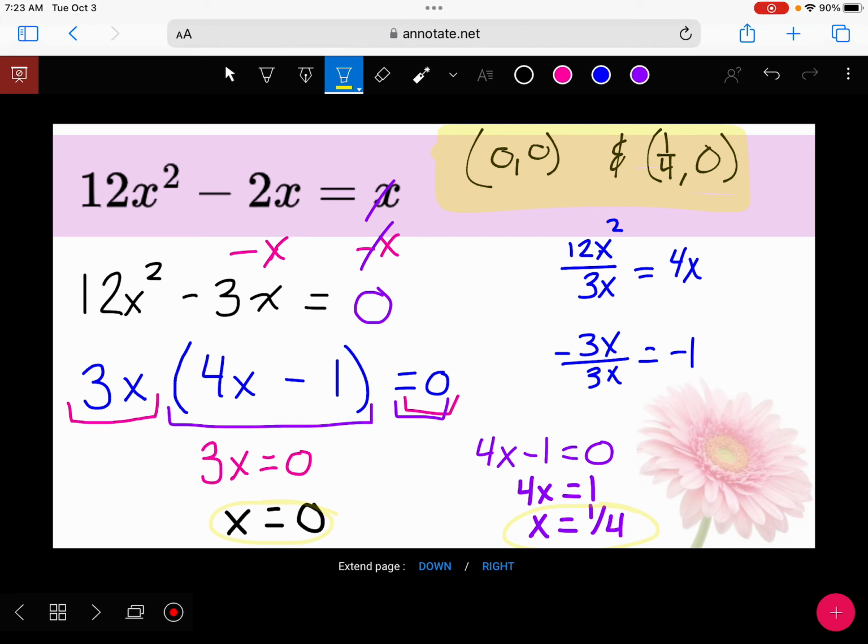Questions on this first one? So it's really, really important that we check for a GCF every time, because if we didn't, this would be a lot harder to solve.